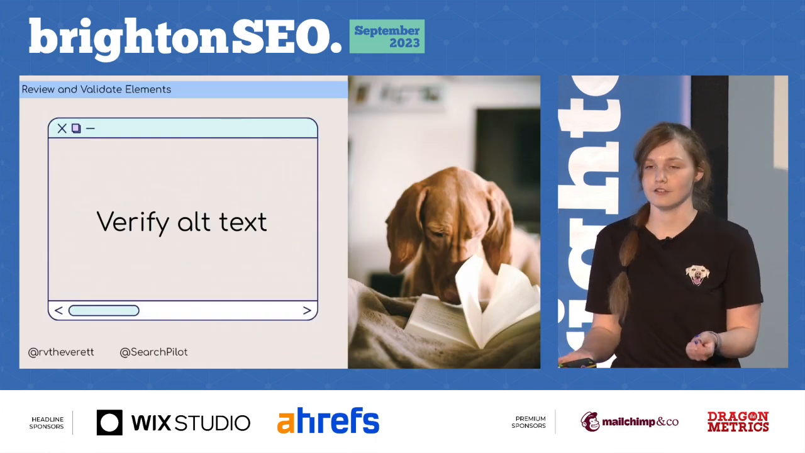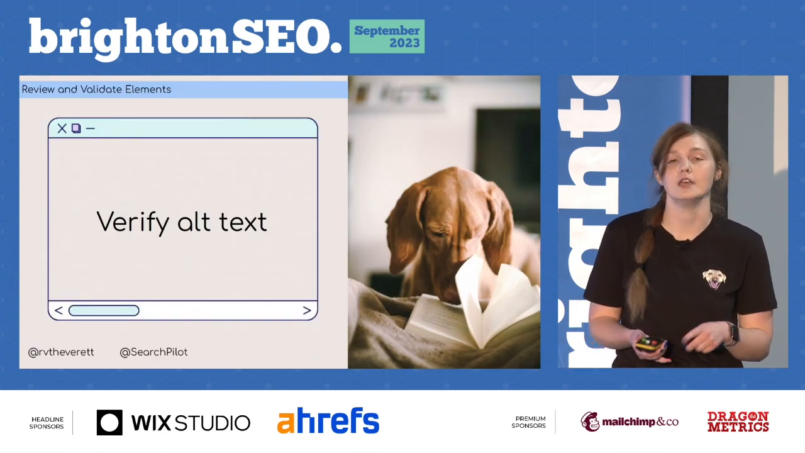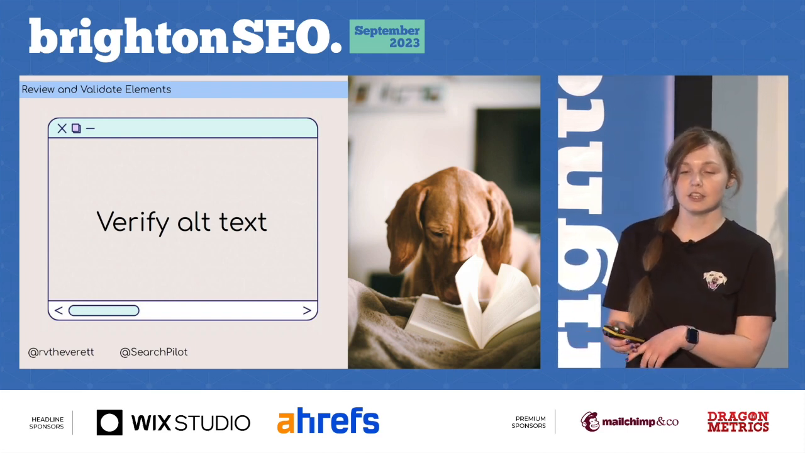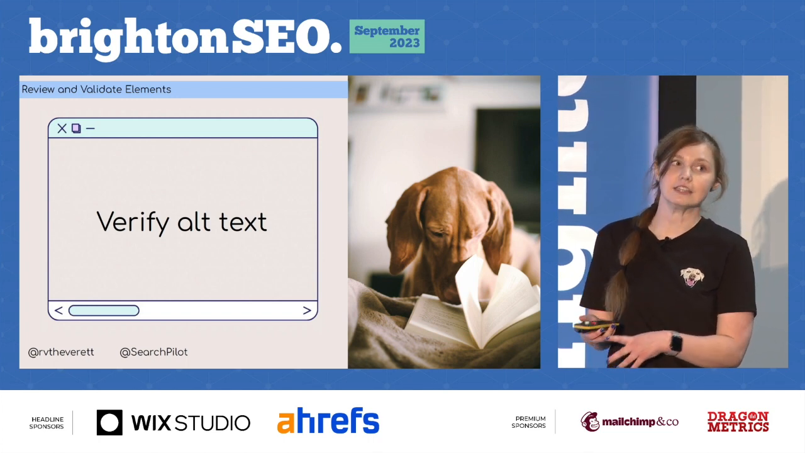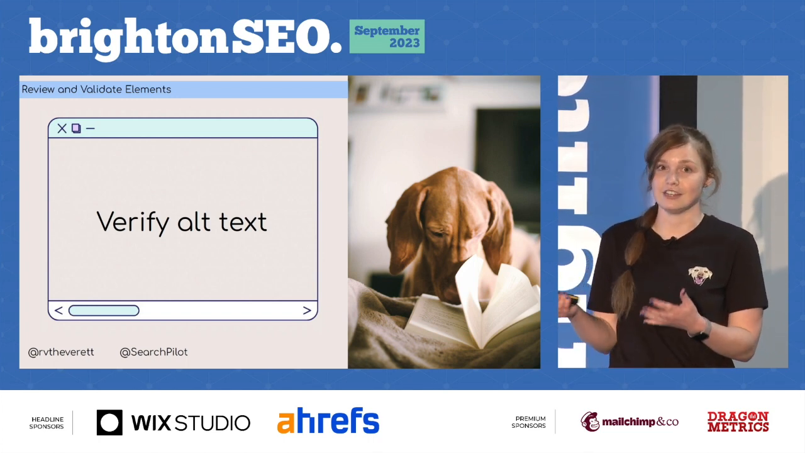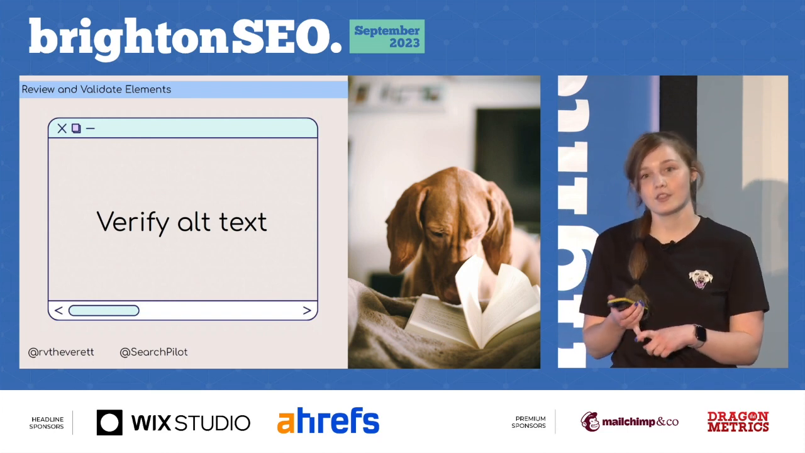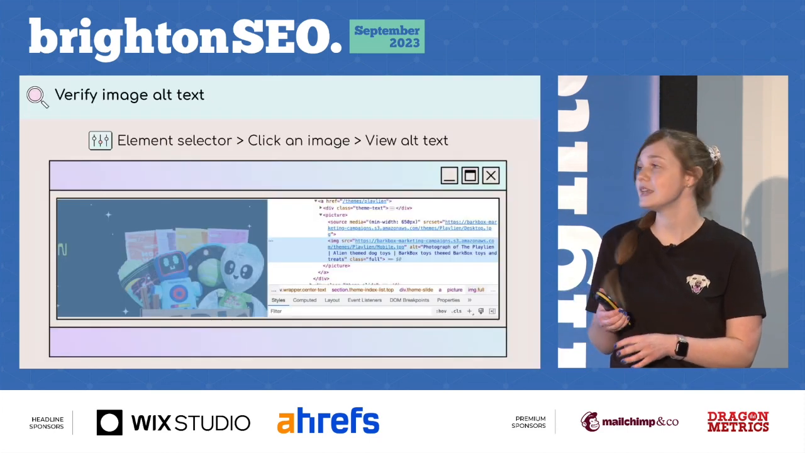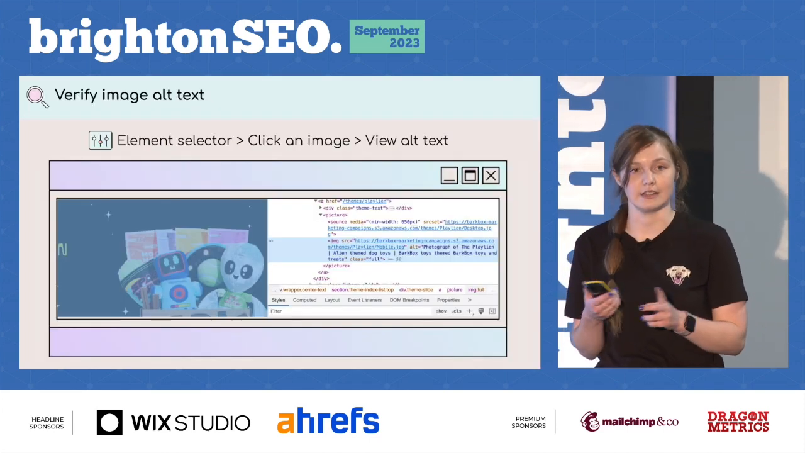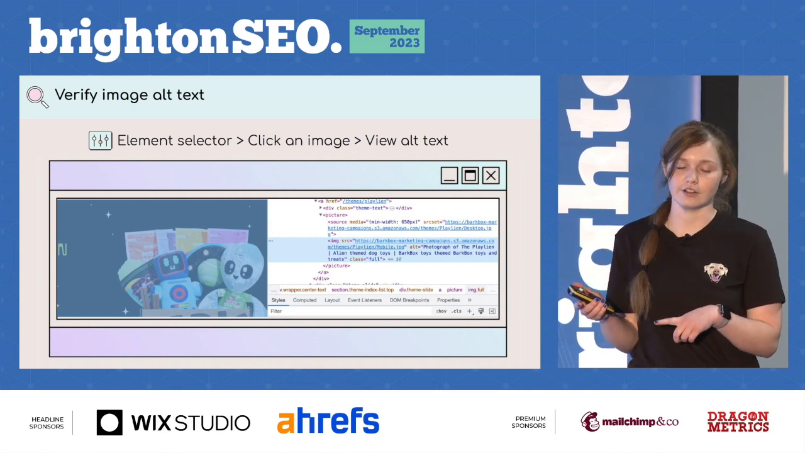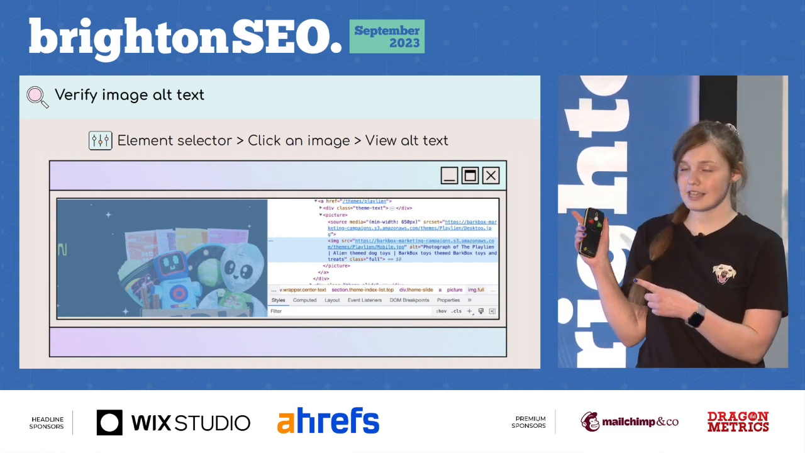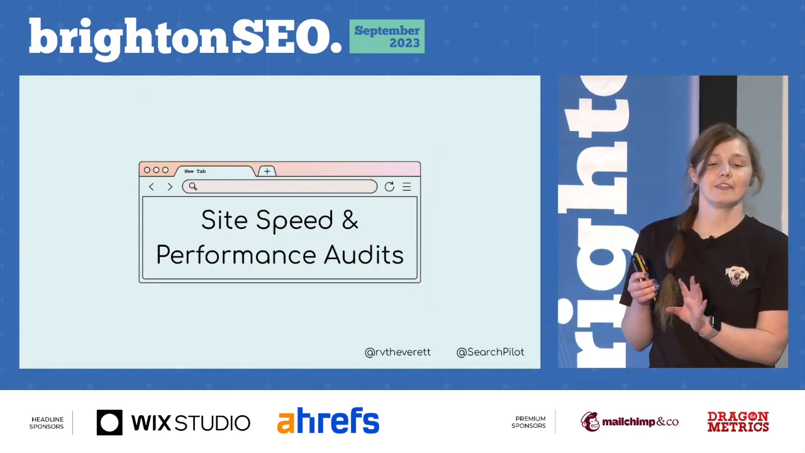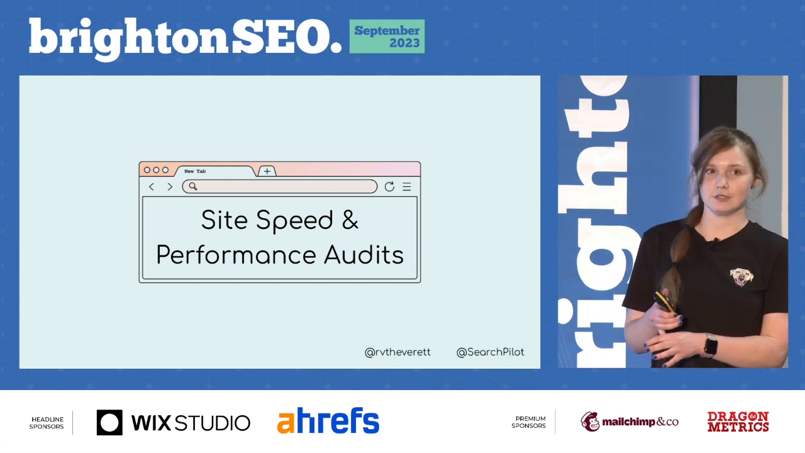And we can also verify our alt text. We know alt text is important for image search, helps Google understand what the image is and how it's related to the page, but it's also essential for accessibility because screen readers are going to read that out to a user so they know what the image contains. So it's important, one, that we have it, and two, that it's legible, that it's not stuffed full of keywords. So we can easily see what our alt text is using that element selector. If you click on or hover over an image, it will pop up if you've got alt text and what that alt text is.